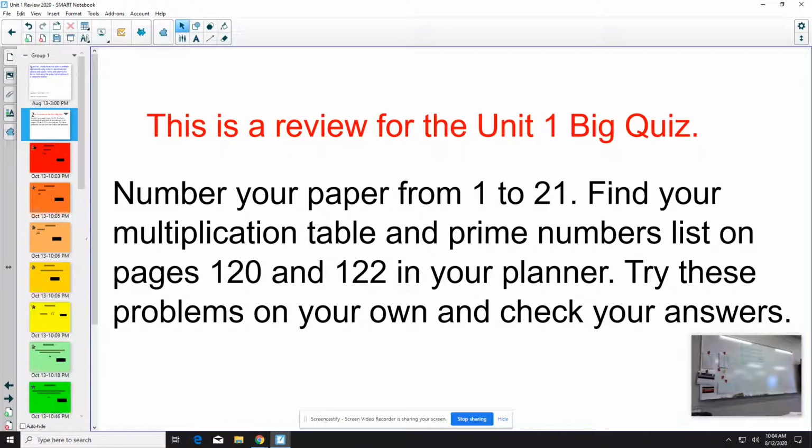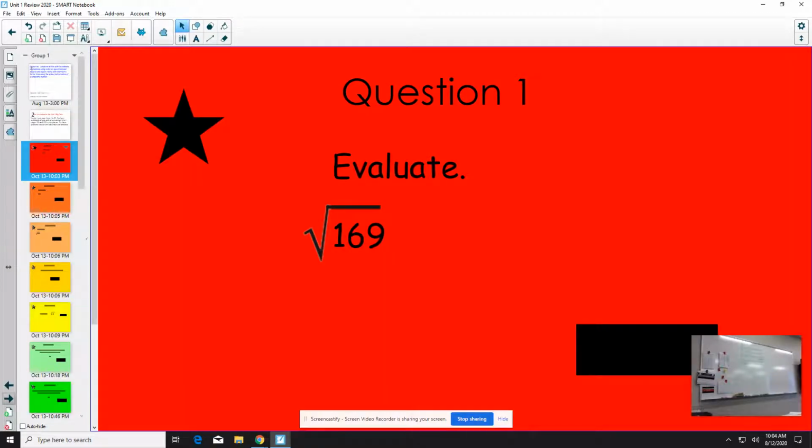Okay, go ahead and hit pause, and when you have your paper numbered and you found your multiplication table and your prime numbers list from your planner, then hit play again. All right, as we go through these problems, you're going to try the problem on your paper. So number 1, put your answer. You may use your multiplication table.